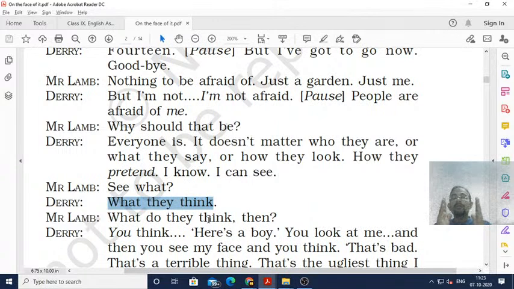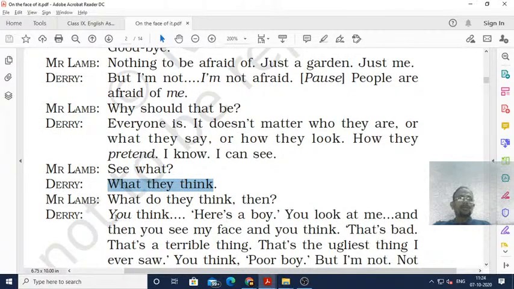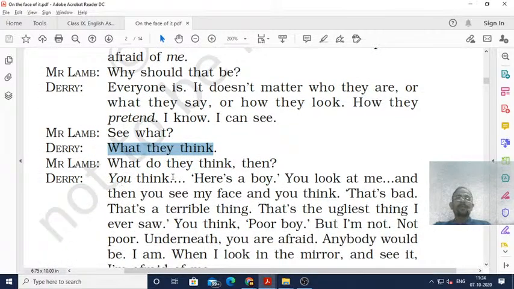What can Daddy understand? Daddy says that I can understand what people think after looking at me, or after catching a glimpse of me. What do the people think about me after catching a glimpse of me? I can read their mind. I know what they think about me. What do they think then? Then Daddy says, you think. Here is a boy, you look at me and then you see my face and you think that's bad.